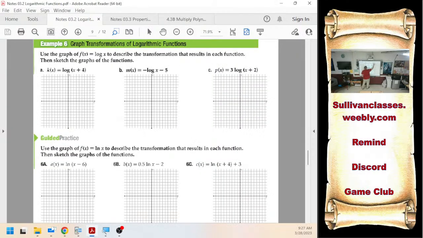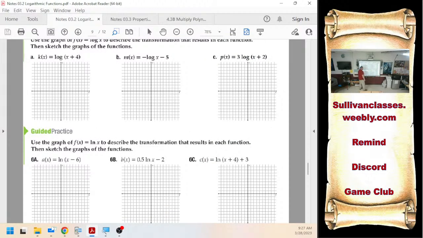Okay, the C's. Let's try the C's. I would always, always, always do my horizontal translations first so I can get my asymptote on there.